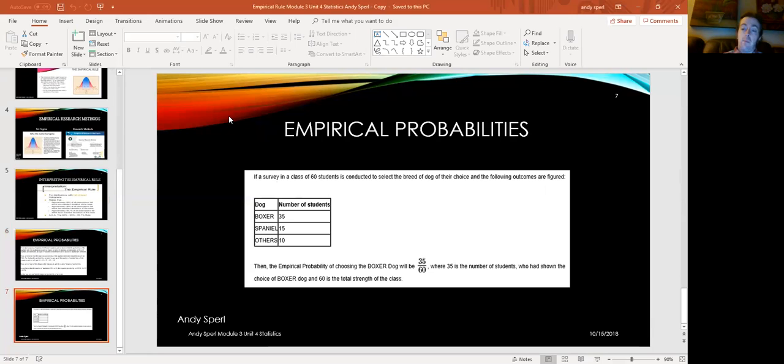Now here's one more problem for you guys. A survey in a class of 60 students is conducted to select a breed of dog of their choice, and the following outcomes are figured. Okay, you have here your dogs and your number of students. Boxer, 35 students. Spaniel, 15 students. Others, 10 students. Then the empirical probability of choosing the boxer dog would be 35 over 60. 35 is the number of students who have shown the choice of the boxer dog, and 60 is the total strength of the class.